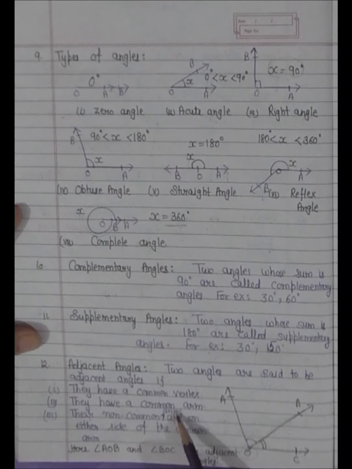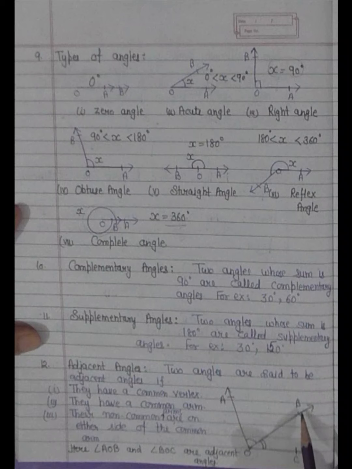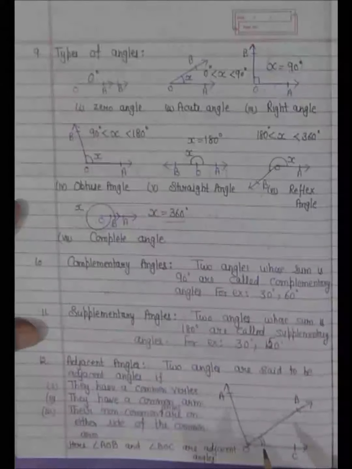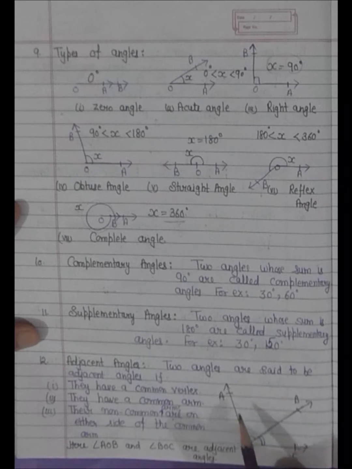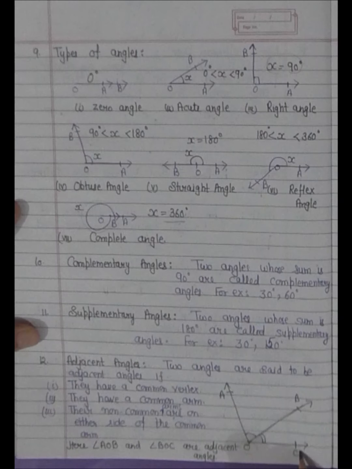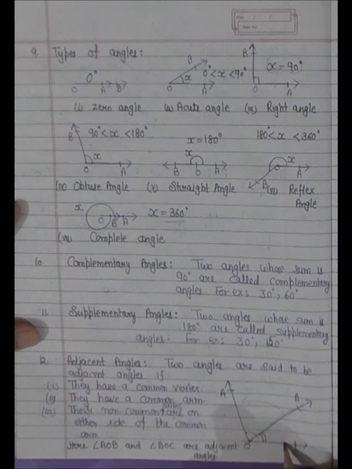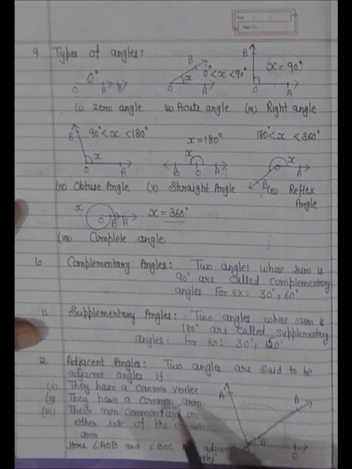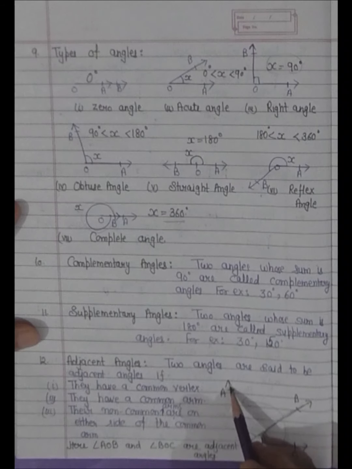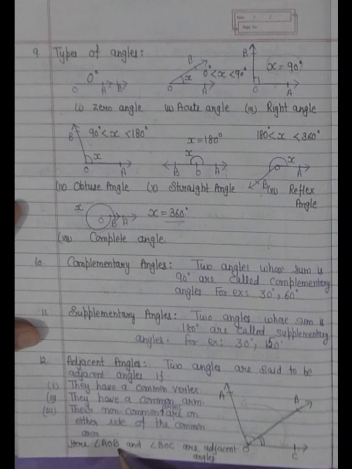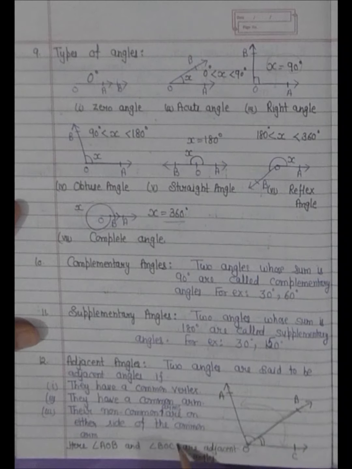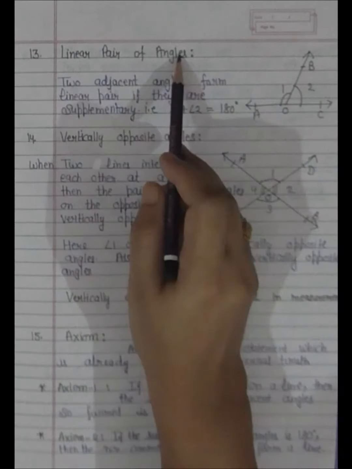Their non-common arms are on either side of the common arm. In angle AOB and in angle BOC, the non-common arms are OA and OC, which are on either side of the common arm OB. It satisfies all the conditions, so these two angles, angle AOB and angle BOC, both are adjacent angles.